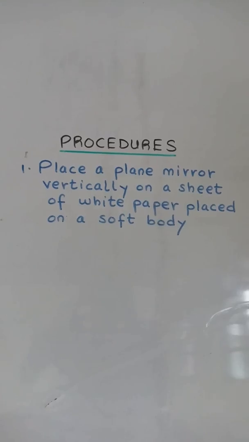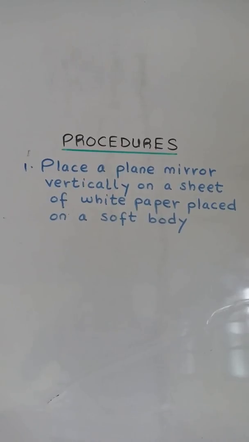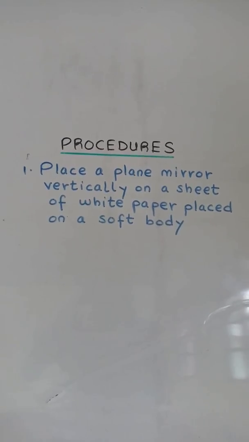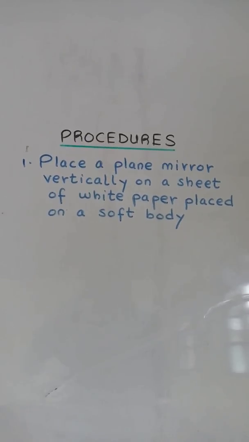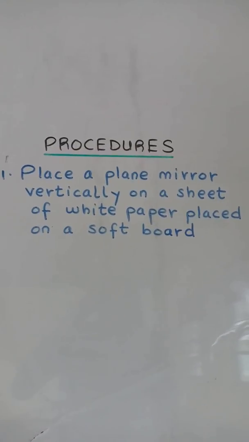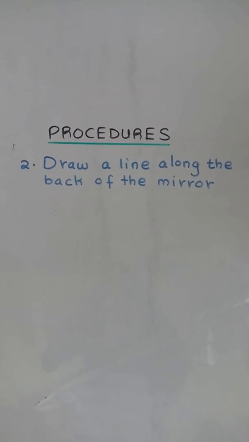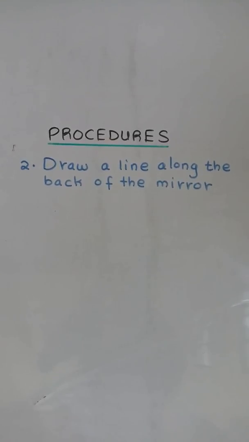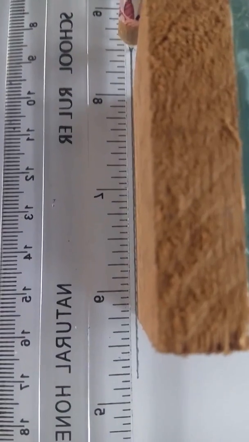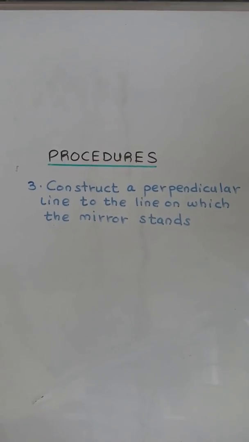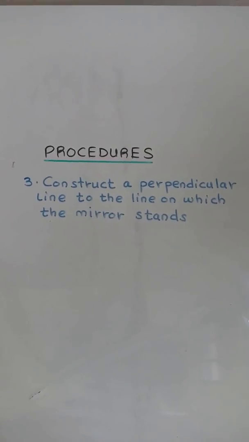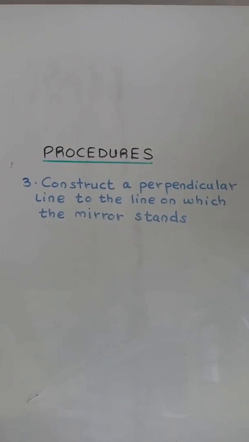Procedures. Number 1. Place a plane mirror vertical on a sheet of white paper pressed on a soft board. Number 2. Draw a line along the back of the mirror. Number 3. Construct a perpendicular line to the line on which the mirror stands.